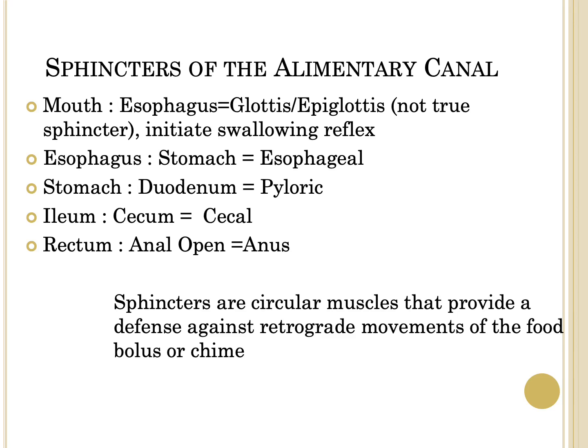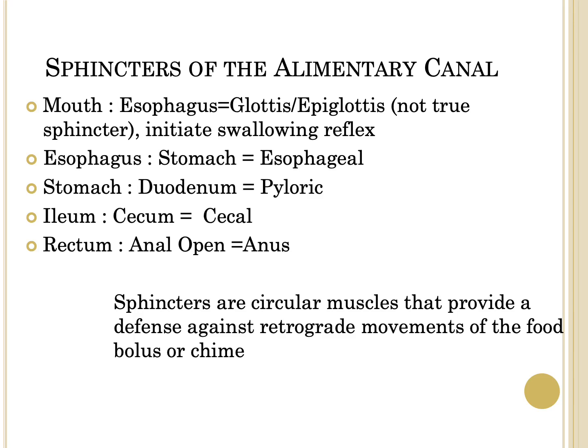The first such sphincter that we'll come in contact with is going to be at the glottis and the epiglottis. Now, this is not a true sphincter. However, it is necessary to ensure that swallowing takes place and peristalsis is initiated. And this is going to separate the oral opening from the esophagus itself.